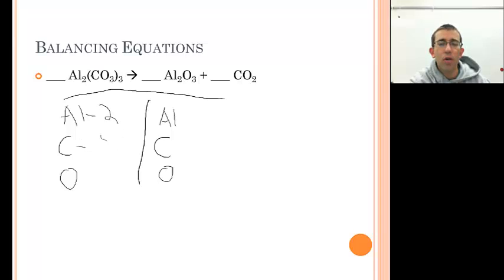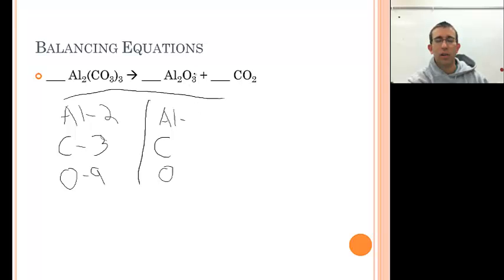For carbon, it's inside the parentheses. Remember, there's a coefficient here that's 1. And then if there's a number outside the parentheses, it multiplies in. So 3 times 1 is 3. Same thing with the oxygen. We have 3 times 3, which is 9.